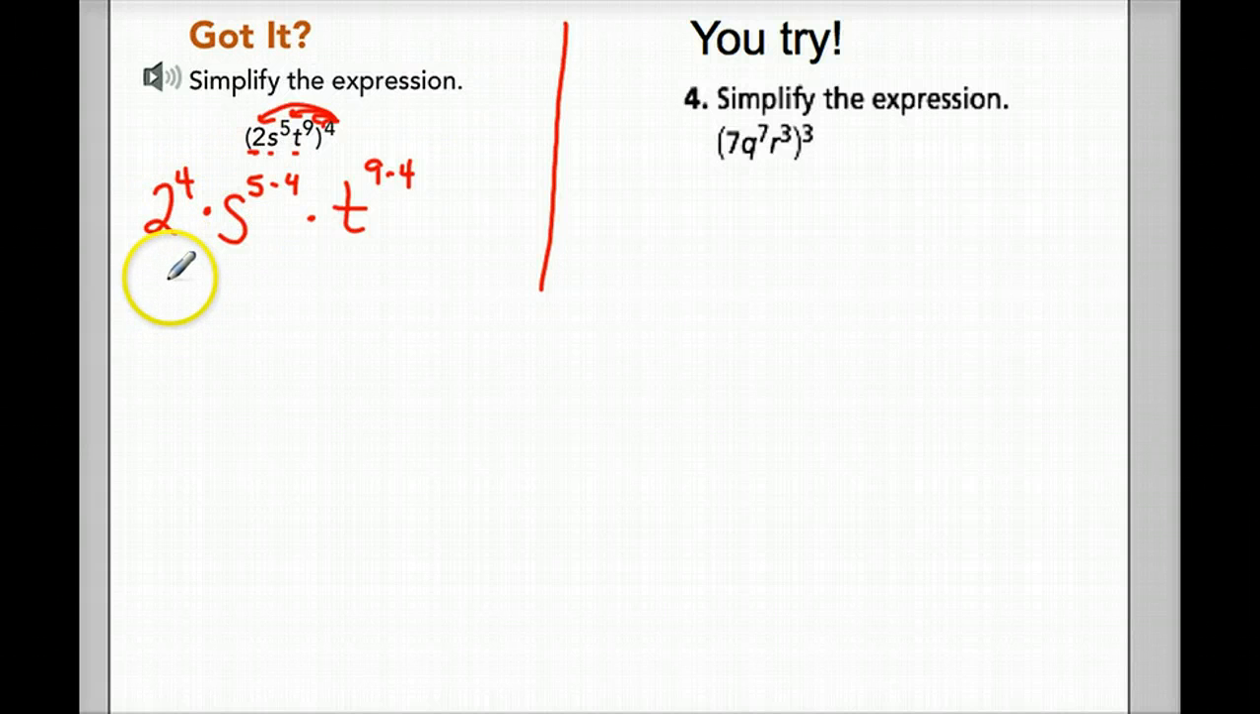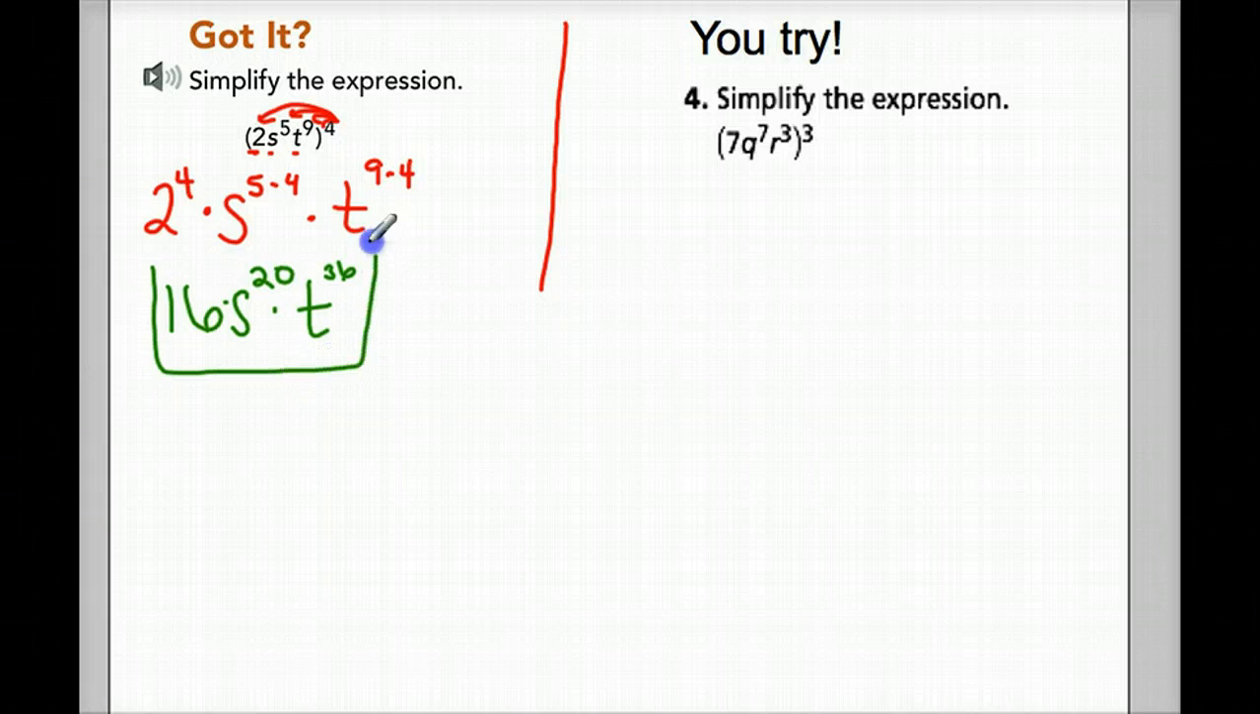What is 2 to the 4th? Well, we know 2 to the 3rd is 8. If we times that by 2, we get 16. S to the 5 times 4, which we all should know is 20, times t. Remember, I'm just stacking these next to each other because it implies that there's a little dot in the middle. Times t to the 9 times 4. 9 times 4, we should know, is 36. So this is our answer. 16s to the 20th, t to the 36th.